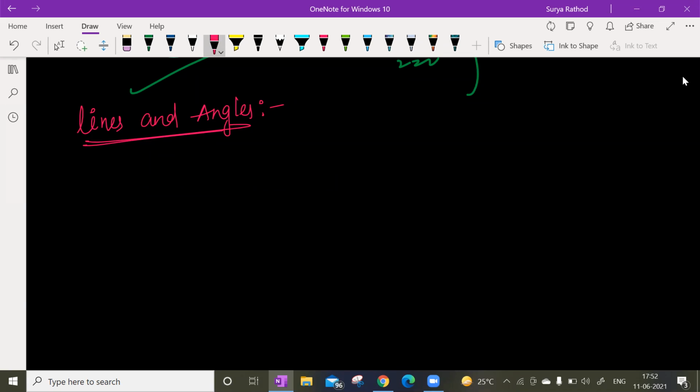And guys, look at this. Now let us talk about basic terms and terminology of the lines and angles lesson. So the first term is going to be called line segment. What is line segment? A line with two endpoints is called line segment, sir.